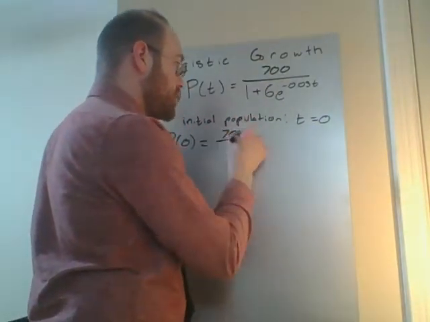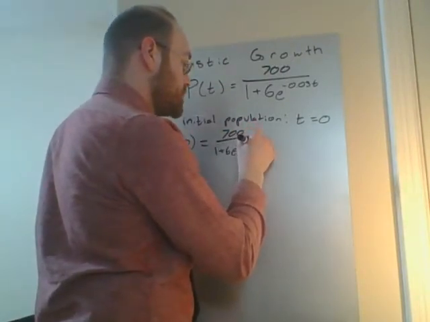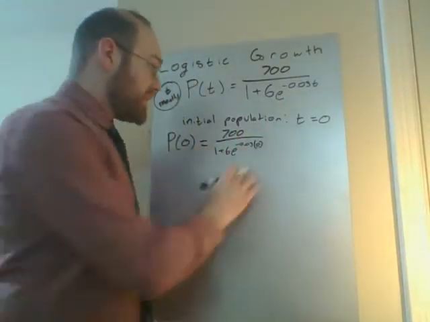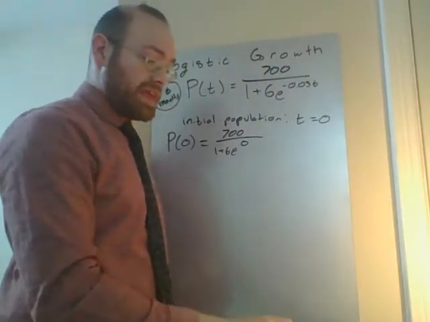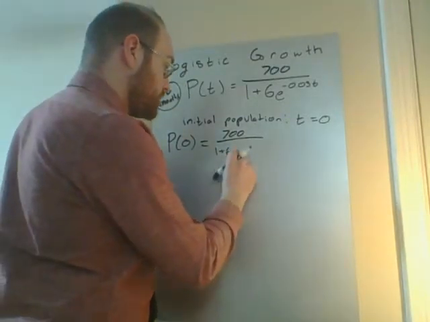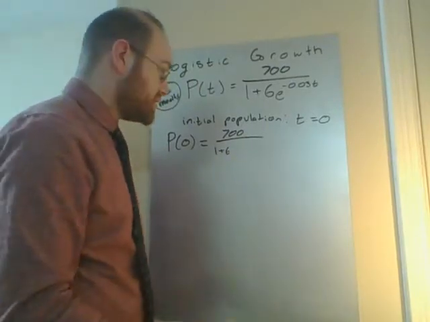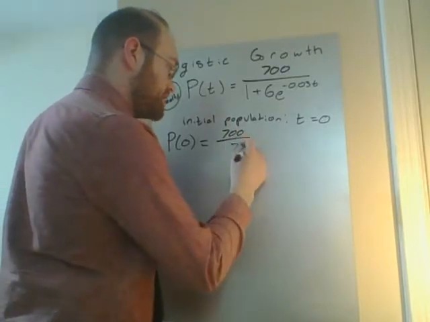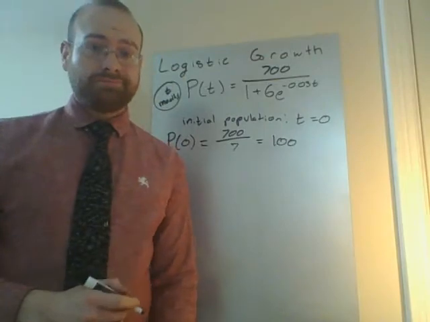700 over 1 plus 6 times e to the negative 0.03 times 0. Well, we can simplify this really quickly. Anything times 0 is just 0. And then anything to the power of 0 is just equal to 1. So we have 6 times 1. 6 times 1 is just 6. And 1 plus 6 is 7. So the initial population size was 100.